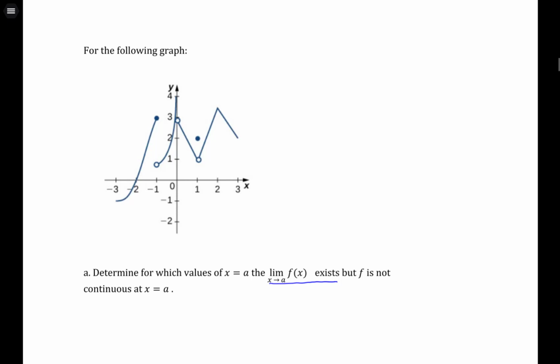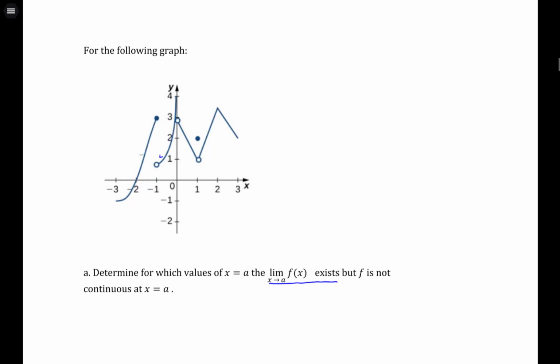So here's one value of interest, -1. The limit from the left would be +3. The limit from the right would be +1. Those don't agree, so that limit does not exist there. So that's not a point that we're interested in.